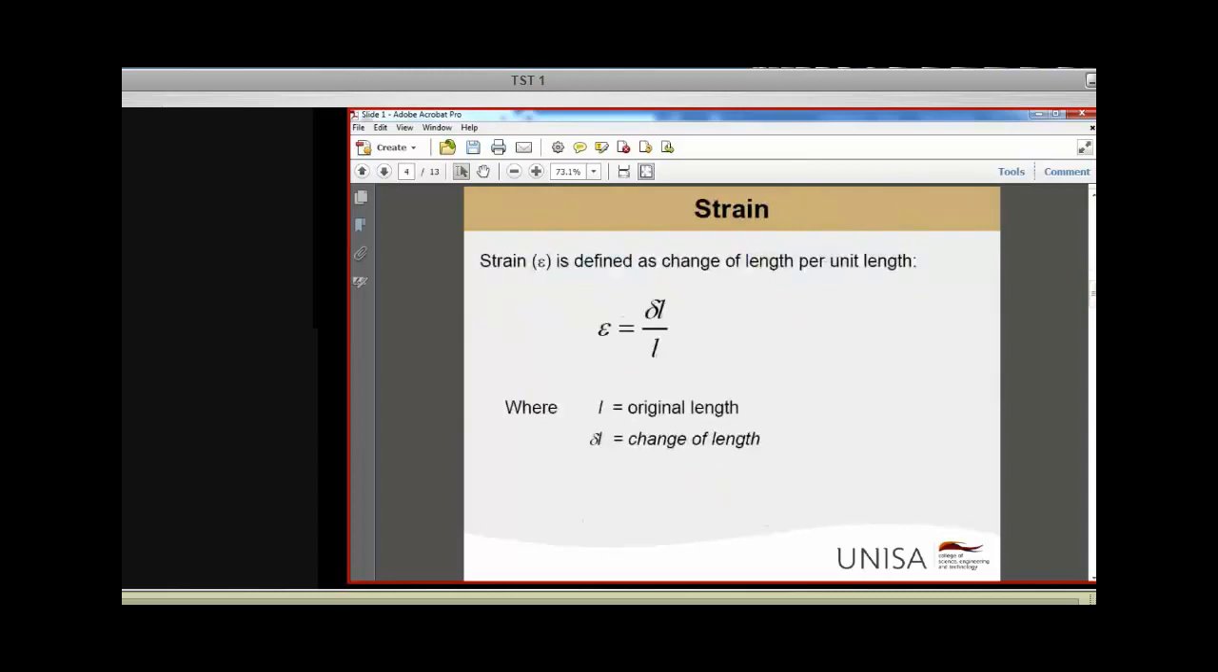Strain, on the other hand, is the ratio of the change in length, because when a force is being applied on a material, there is tendency that the material fails after some time. In that case, either the material has increased in length or the material has shortened in length. So there will be a change in length. The ratio of the change in length and the original length of that material becomes our strain.